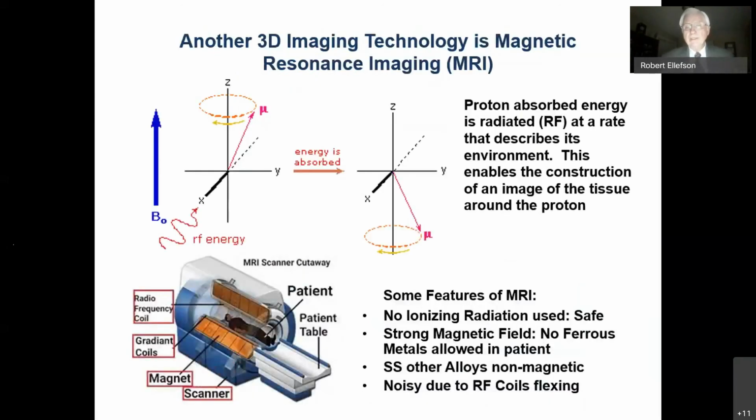Another 3D imaging technology is magnetic resonance imaging. And here we're going to talk a little bit about what magnetic resonance imaging is all about. Well, it starts by looking at the tool that we have. The tool is, again, a patient on a trolley that goes into the bore of a magnet. And the magnet is a superconducting magnet that generates a very large field, and we'll talk about that in a minute.